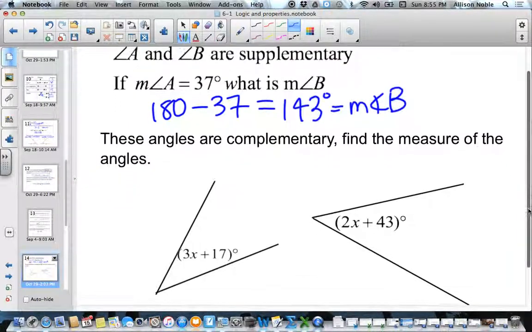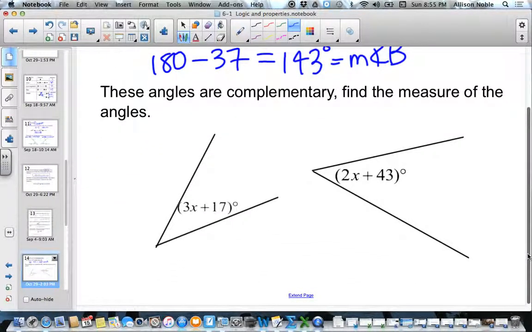So if these angles are complementary, find the measures of the angles. If you want to pause this right now and take a minute or so to figure this out, that would be great. So complementary means they're equal to 90 degrees. So we're not finding the angles, we're finding the value of x. So x is approximately 24.3 degrees.